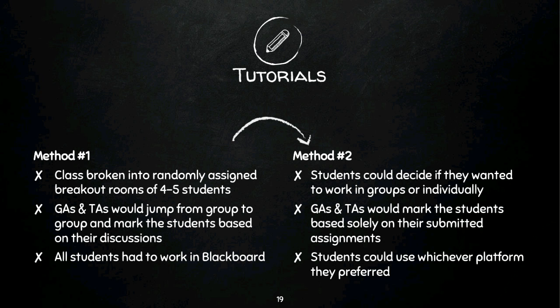So there were quite a few complaints about this first method, and the professor that I was working with was very flexible and adaptable and wanted to respect the students' wishes. So the method was updated so that the students could decide if they wanted to work in groups or individually, and the GAs and TAs marked solely based on the assignment that was submitted. So it was much more like a classic engineering course where it was based on their problem solving and their written solution. In this method, the students were able to select whichever platform they preferred to use. So I found a lot of students left Blackboard and they went over to Discord or Zoom or whatever they were used to using.